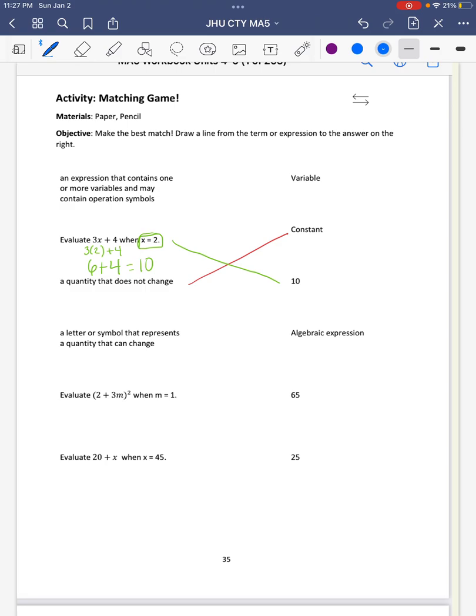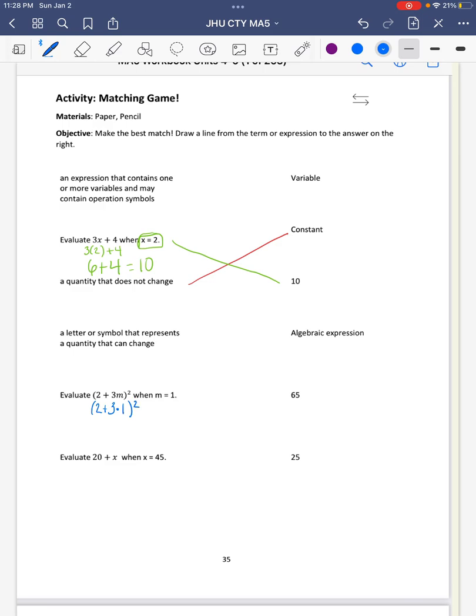Evaluate 20 plus x when x equals 45. Actually, let's do the one about that because it's got a lovely exponent and Miss Nora loves exponents. Evaluate 2 plus 3m, all of that squared, when m equals 1. Okay, so I'm going to make m equals 1, so I'm going to rewrite this. 2 plus 3 times 1 squared.